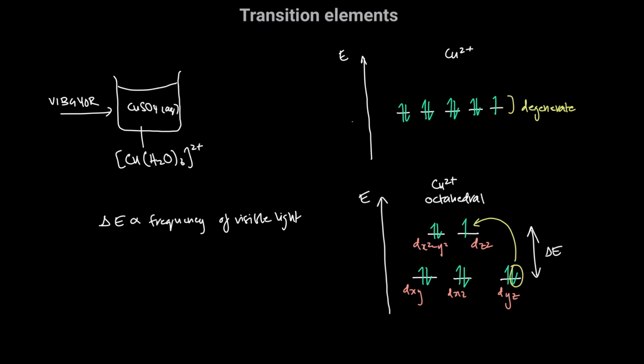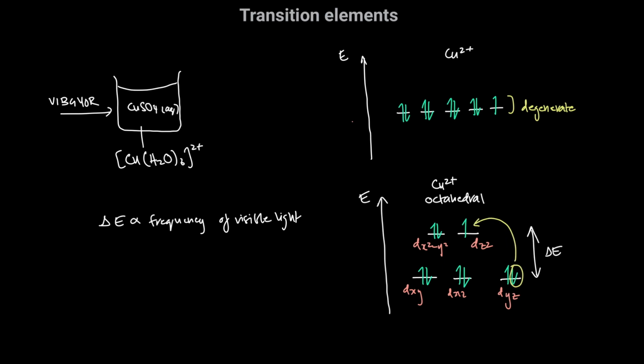So what happens is, you're passing white light through the solution. White light is a mixture of all of these different colors. Every color in the visible spectrum corresponds to a particular frequency or wavelength; in this case, we're looking at frequency. So a specific frequency of visible light, in other words a specific color, is absorbed, resulting in the excitation or promotion of an electron from a lower energy d orbital to a higher energy d orbital.